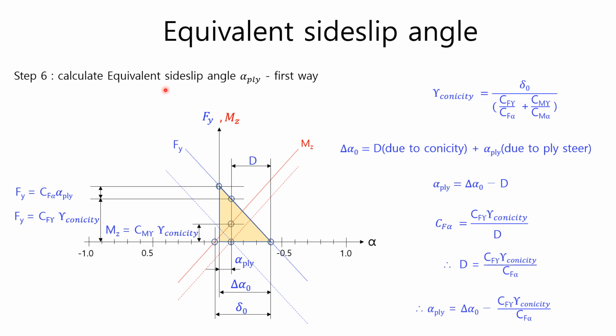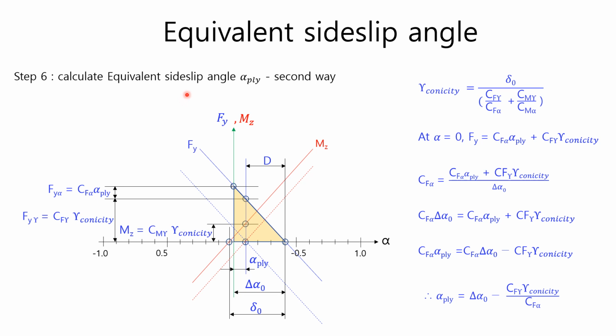The first way to calculate the equivalent side slip angle, alpha ply, is to find the difference of side slip angles. From the figure, alpha ply can be obtained by subtracting d from the delta alpha 0. On the other hand, from the right triangle trigonometry, d can be expressed as this equation. Consequently, we can obtain the equivalent side slip angle alpha ply in terms of delta alpha 0 and the stiffness ratios and the equivalent camber angle gamma.